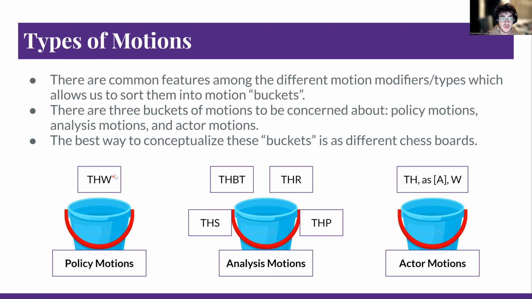In policy motions, we have this House would. In analysis motions, we have this House supports, this House believes that, this House regrets, and this House prefers. And in actor motions, we have this House as a would. The best way to conceptualize these buckets is as different chessboards. It's not like you're going to be playing the same chessboard with exact same rules, limitations, and expectations every single time, but rather these motions provide you a different type of game, a different type of chessboard. So you just have to understand how you're supposed to approach them differently. You're still playing chess at the end of the day. You're still debating. It's only going to create some differences, but these differences matter enough for you to be aware of them.